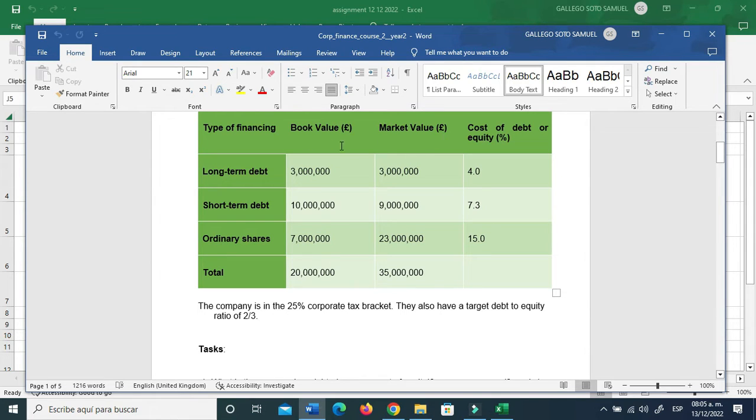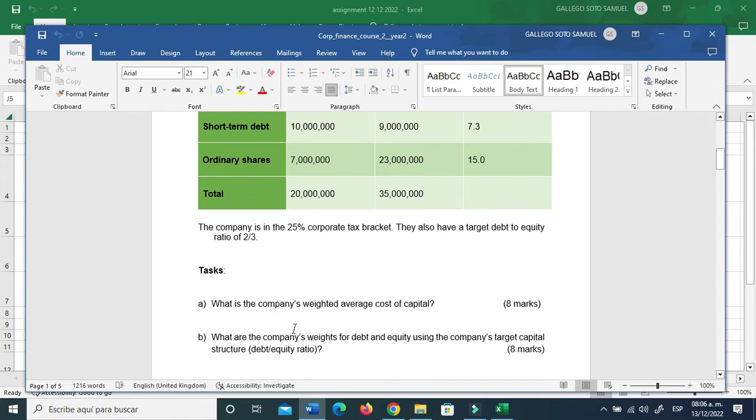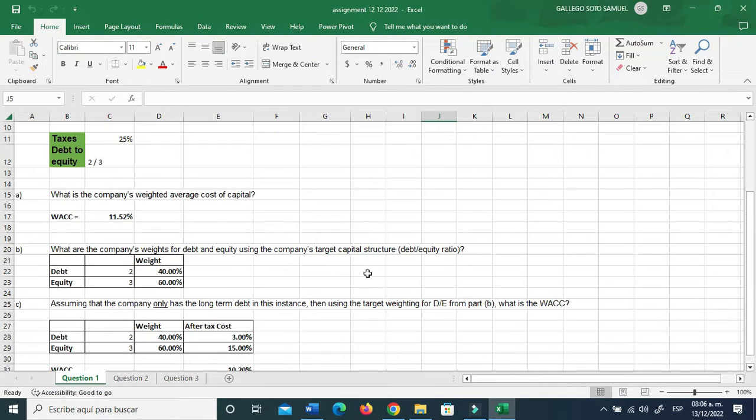And you're supposed to be using the market value instead of the book value, because that's what they usually do. Now, take into account a 25% corporate tax bracket and a debt to equity ratio equal to 2/3. So let's check out the questions here. What's the company's weighted average cost of capital?